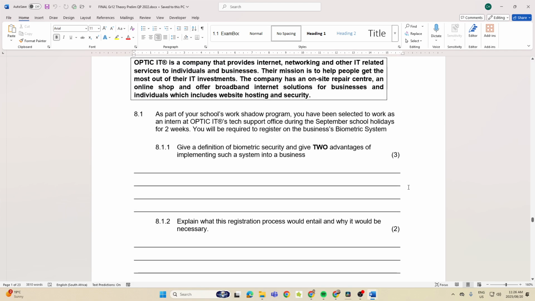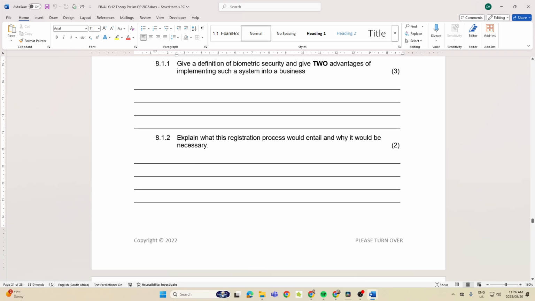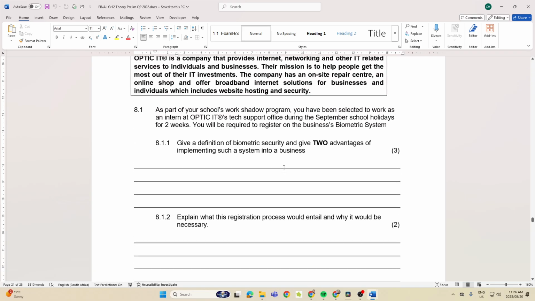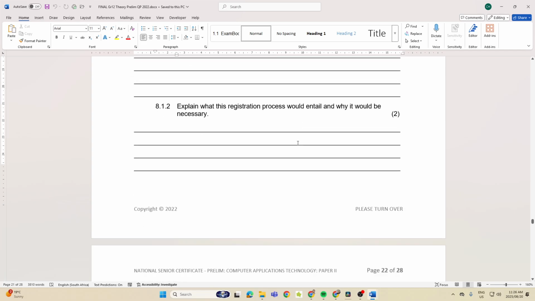Okay, so look here. For example, look at the first question, dealing with biometric security. So you have to define biometric security and give 2 advantages. Then explain what this registration process is, the one from the scenario. Please, this is just a tip from marking. Answer to the scenario. Okay, answer the question to the scenario.